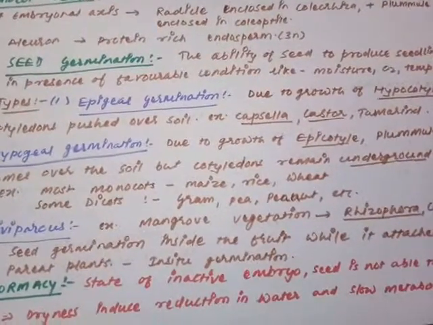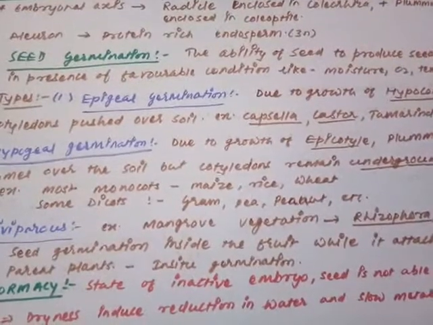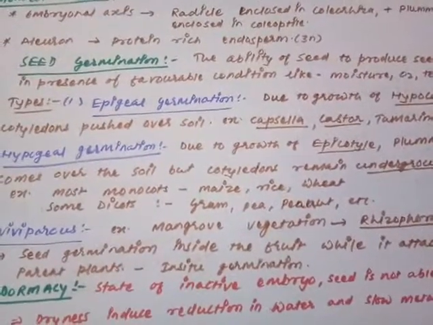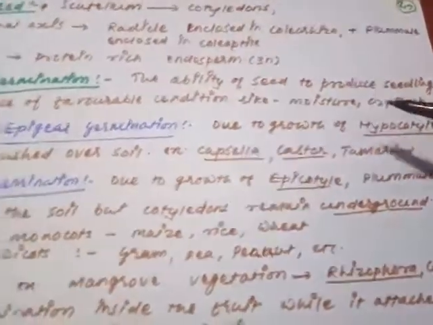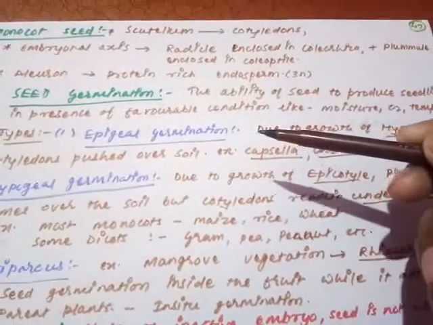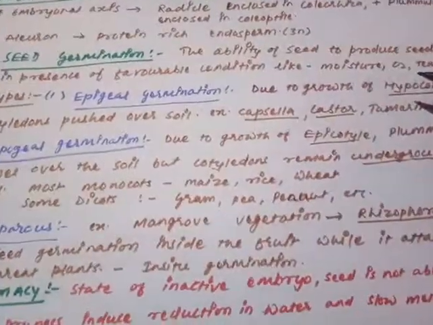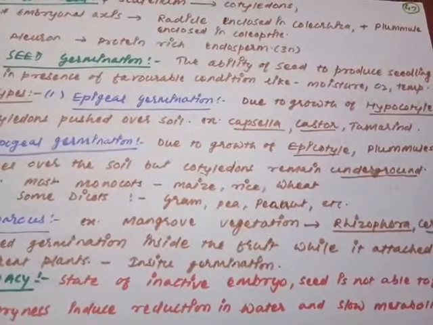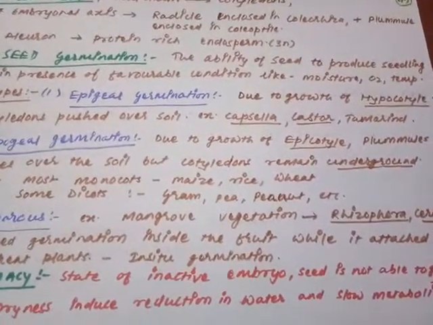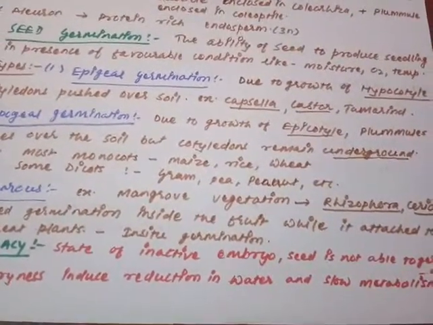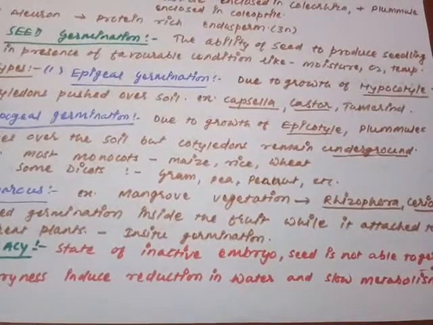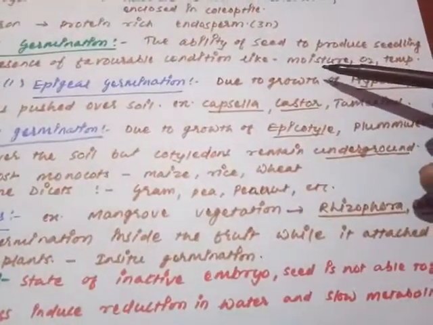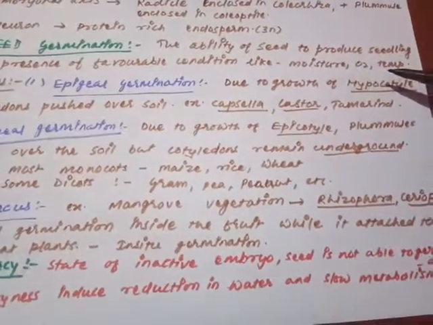What is germination? Germination is the conversion of the inactive stage of seed into the active stage. What is the inactive stage? Non-ability to germinate, and the active stage is the ability to germinate. So it is the ability of the seed to produce the seedling in presence of favorable conditions like moisture, oxygen and temperature. Are you getting my point? Just now I made clear that at the time of seed formation, it is not necessary that conditions are favorable for the seed. So they wait till the conditions become favorable. What are those conditions? Enough moisture, enough availability of oxygen, and adequate temperature are required.